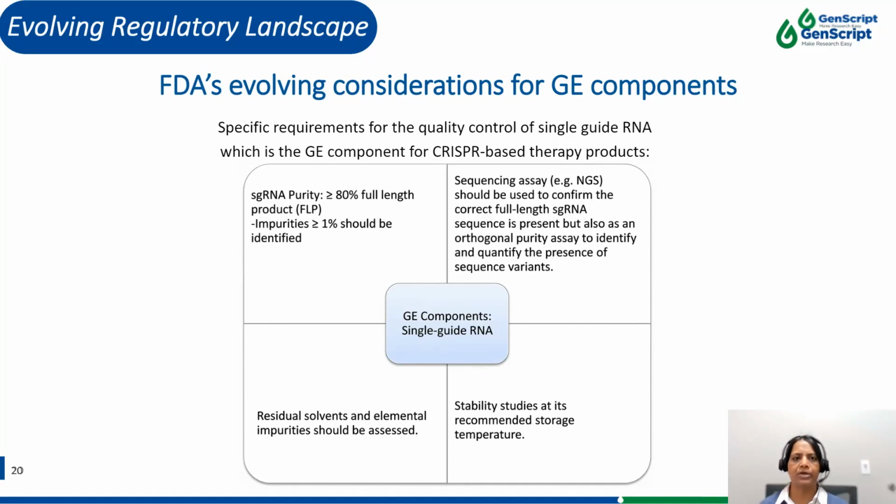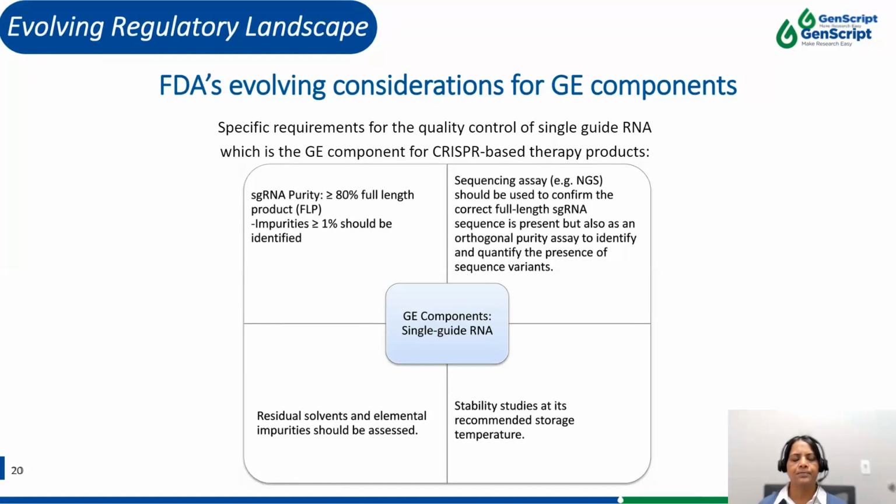recommended as the identification method to ensure the correct full length sgRNA sequence is present. There is also an emerging requirement to use NGS as an orthogonal purity assay to identify and quantify the sequence variants. This dual approach ensures both sequence confirmation and purity testing, which are crucial for addressing the safety concerns.